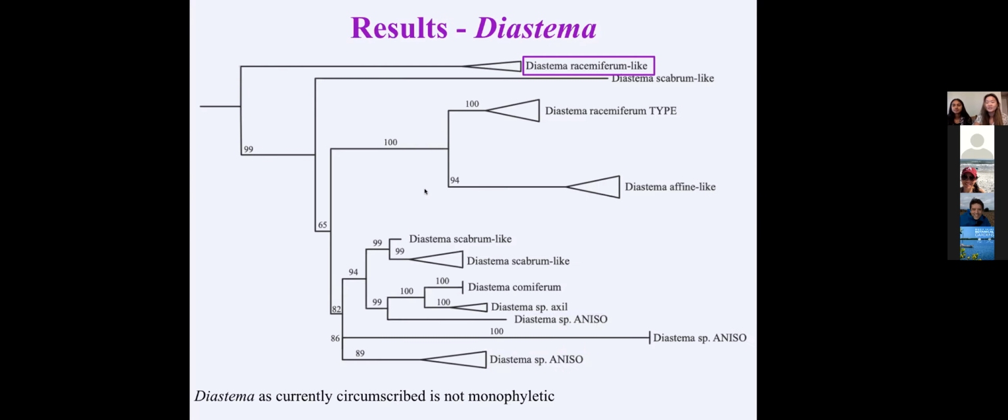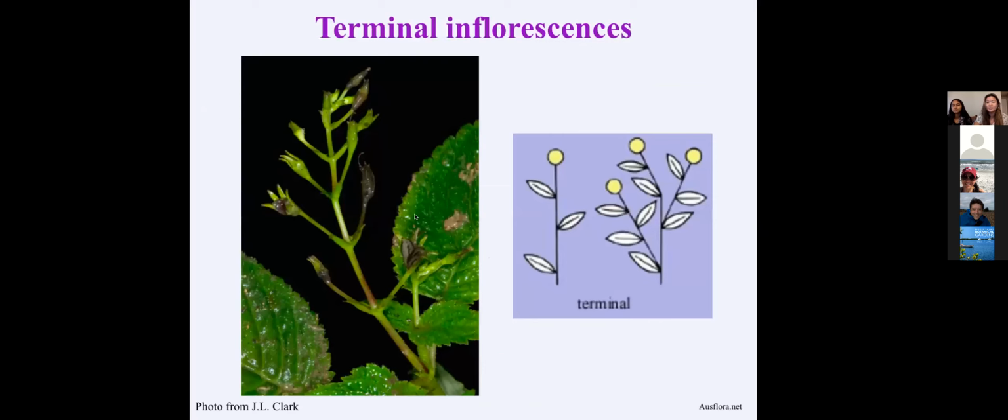The one marked Diastema racemifera-like are the traditional Diastemas. They have terminal inflorescences, meaning the flowers grow from the end of the stem, terminating the growth of that branch. This is an example of a terminal inflorescence in a Diastema species.